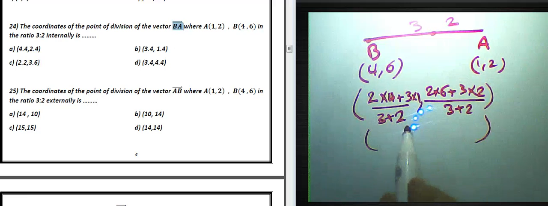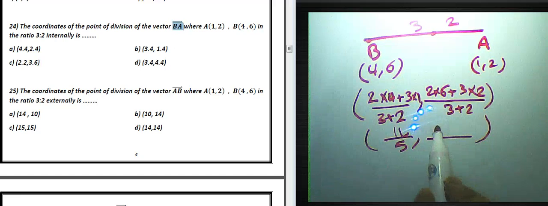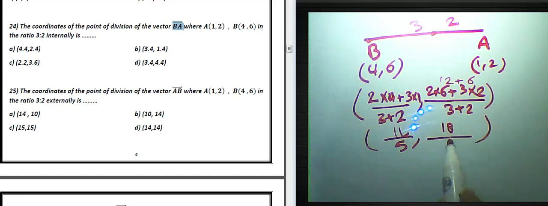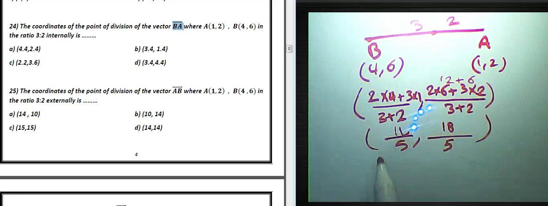11 divided by 5. And here, 2 times 6 is 12, and 3 times 2 is 6, so 18 over 5. The result will be what? 11 divided by 5 equals 2.2, and 18 divided by 5 equals 3.6.